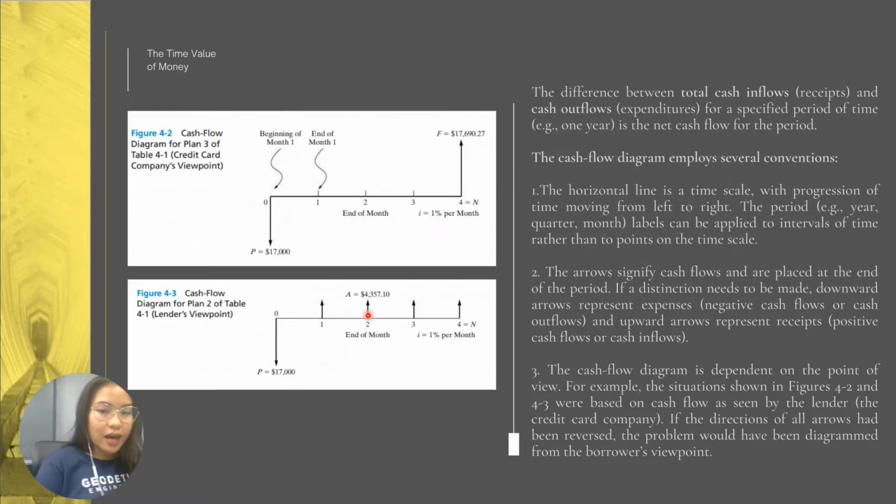Third, the cash flow diagram is dependent on the point of view. For example, the situations we see in figures 4-2 and 4-3 were based on cash flow as seen by the lender. In our previous example, that would be the credit card company. If the directions of all arrows had been reversed, what would that mean? Possibly, the problem would have been diagrammed from the borrower's viewpoint. So that is possible.